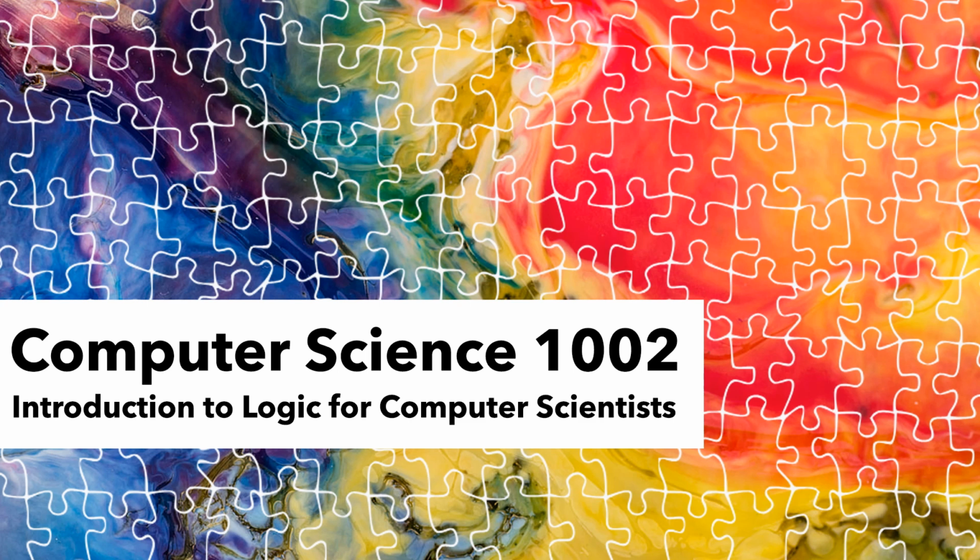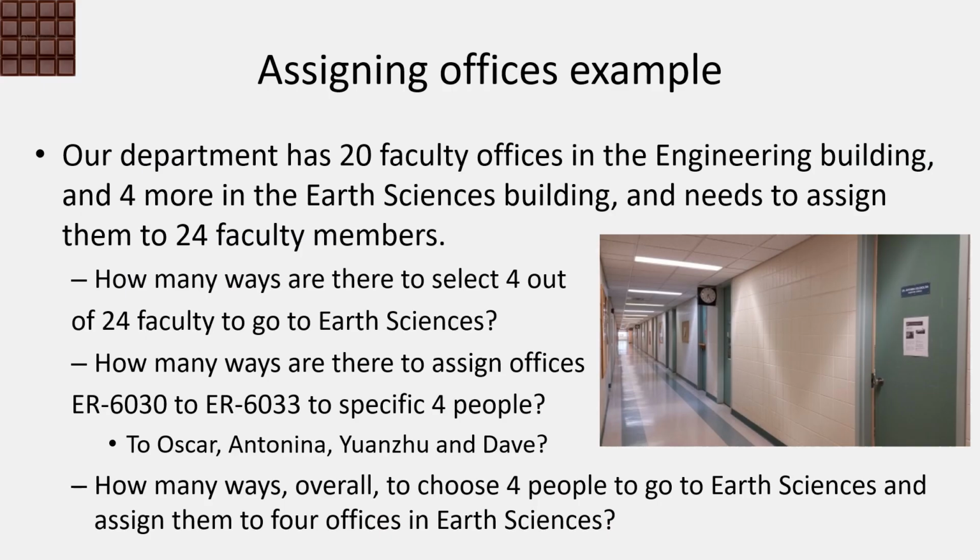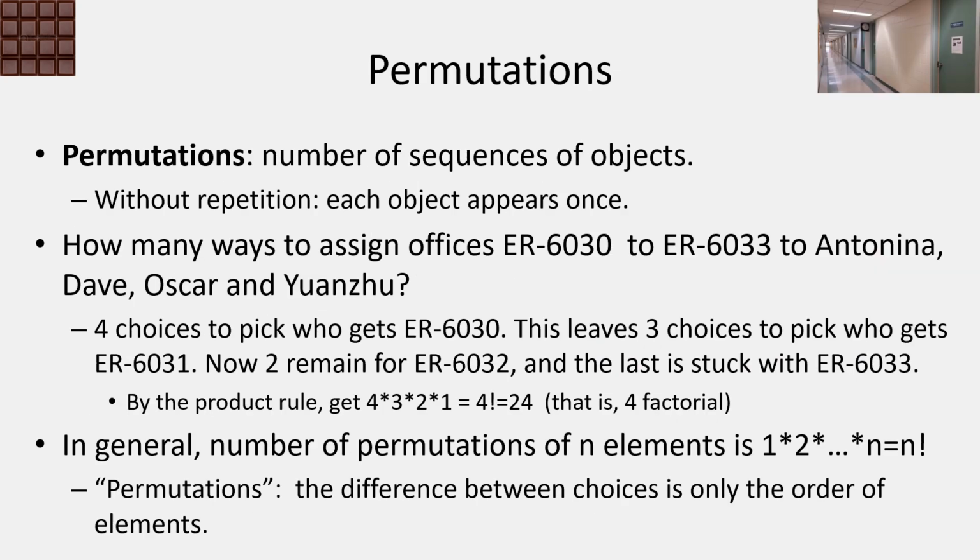Okay, so let's try to solve our office assignment puzzles. Maybe not as exciting as chocolate, but kind of a very real life application. So for that, in order to talk about it, let's introduce a term, permutation. So you permute things when you change the order of them.